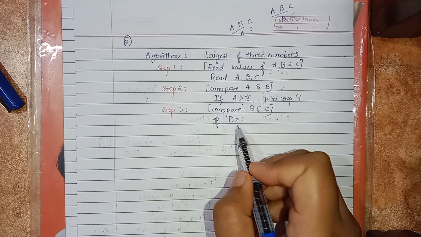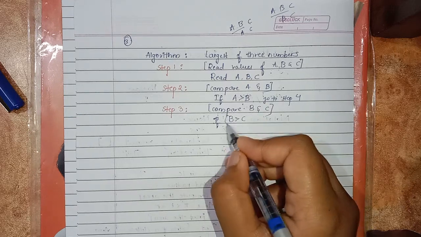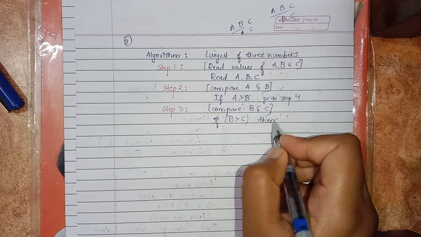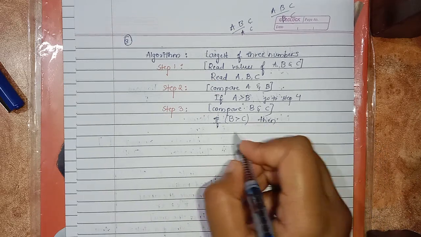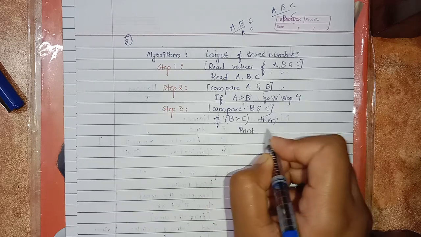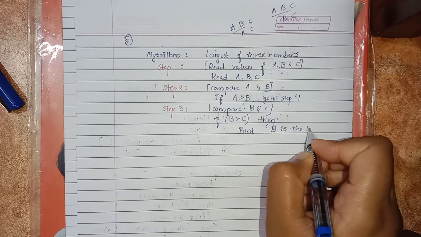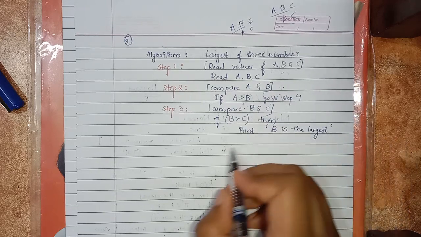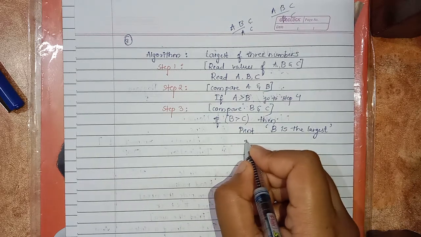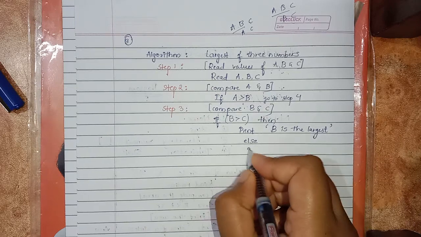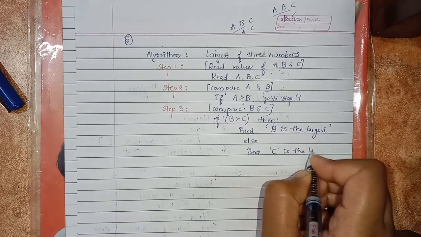Let's compare B and C first. If B is greater than C, then you can print, like, B is the largest. If B is not greater than C, then else print C is the largest.